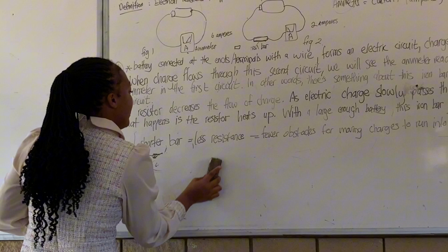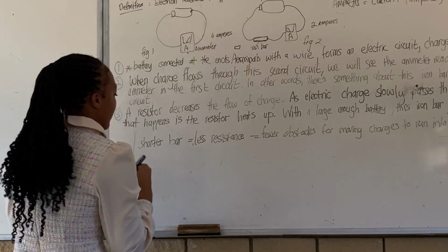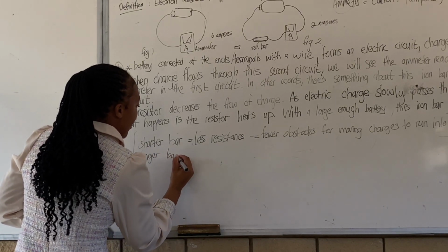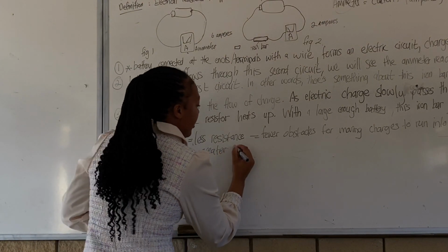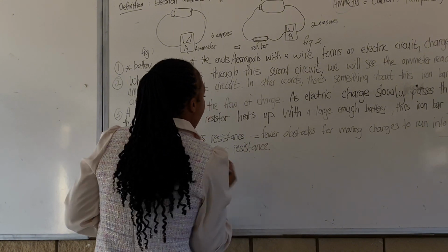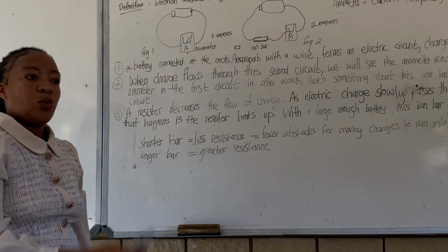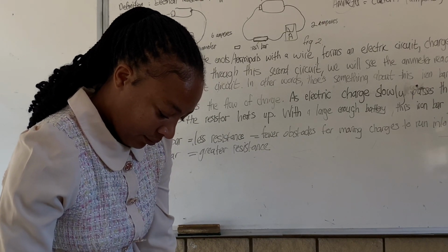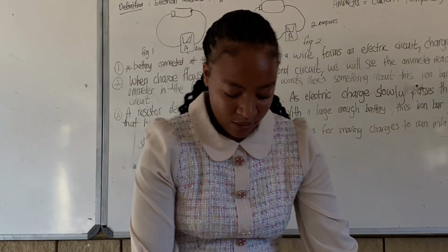The shorter the bar, the less resistance. The longer the bar, the greater the resistance. This is what we mean when we say they're directly proportional. Okay, let's move on.